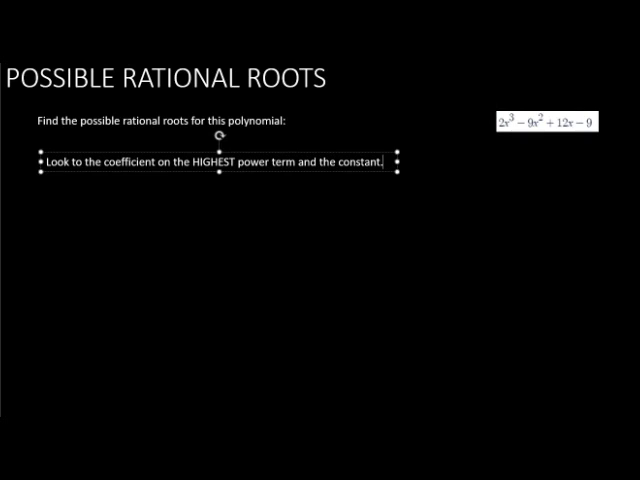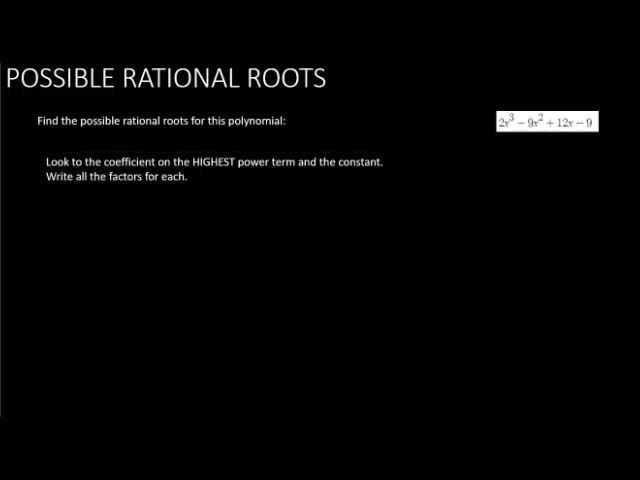We see that our highest power term is 2x to the third, so our highest power coefficient is 2. Our constant term is -9. What we'll need to do now is write all of the factors for both that highest power term and the constant.